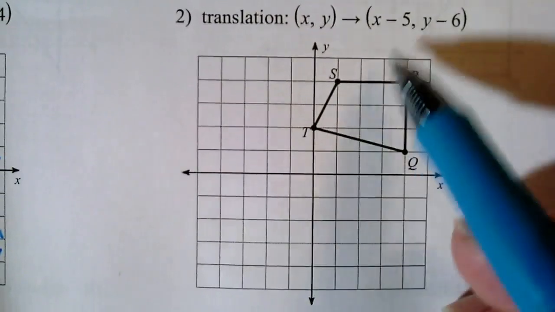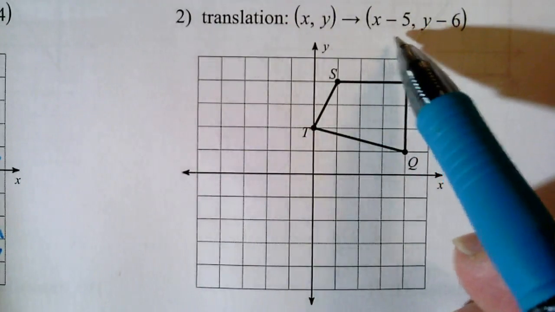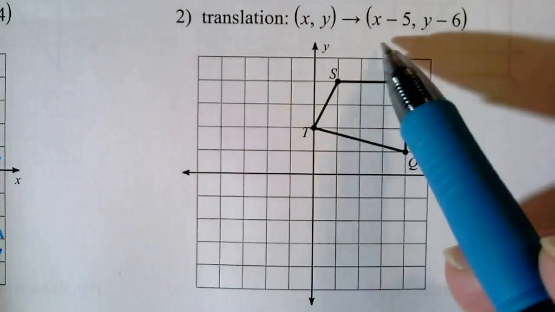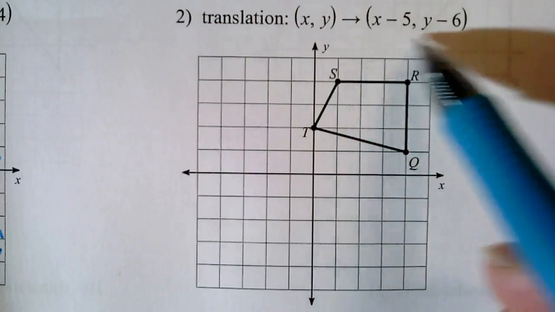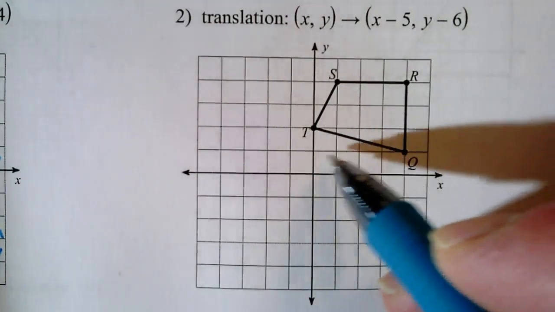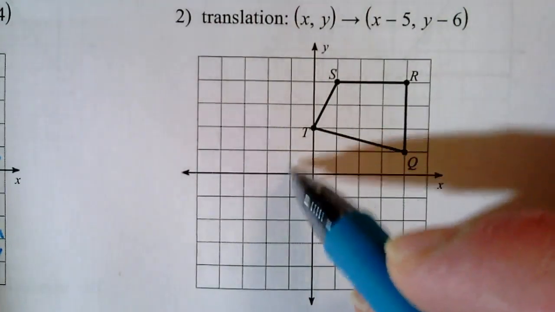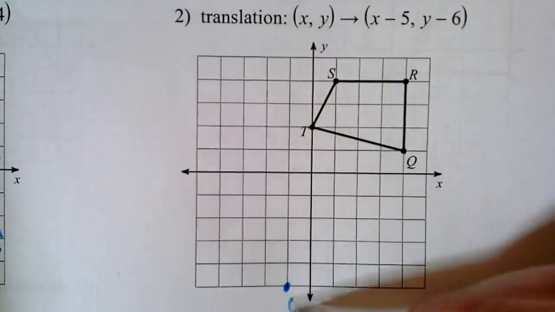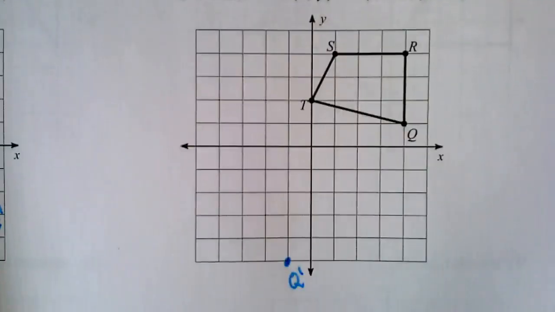Here, the rule tells us to take the x-coordinate and subtract 5, and the y-coordinate and subtract 6. So that means that each point is going to move 5 spaces to the left and 6 spaces down. So Q goes 1, 2, 3, 4, 5, 1, 2, 3, 4, 5, 6. And this will be Q prime.